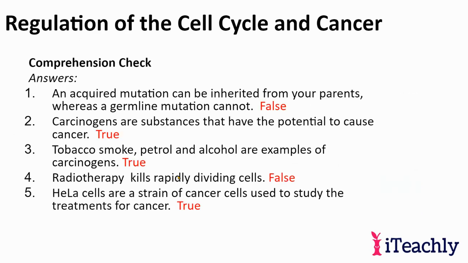Okay, so an acquired mutation can be inherited from your parents, whereas a germline mutation cannot. That's false. A germline mutation is what you get from your parents. Carcinogens are substances that have the potential to cause cancer. That's true. Tobacco smoke, petrol, and alcohol. So if you're an alcoholic, a lot of times you'll get liver cancer. Those are examples of carcinogens, and this is where PFAS would also be.